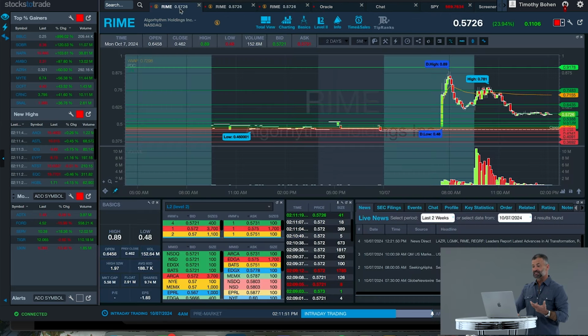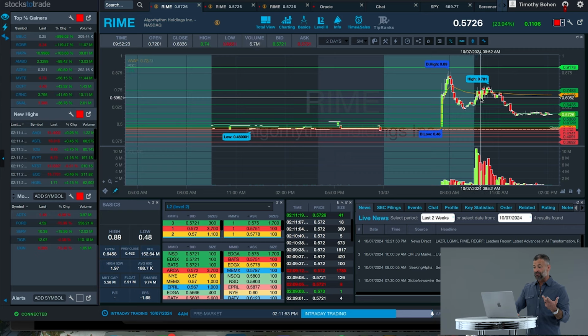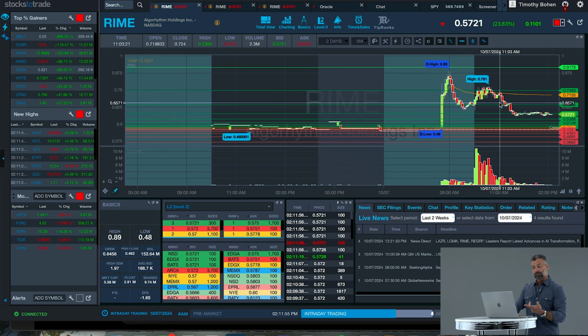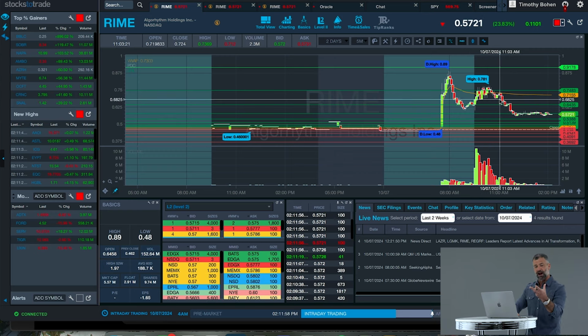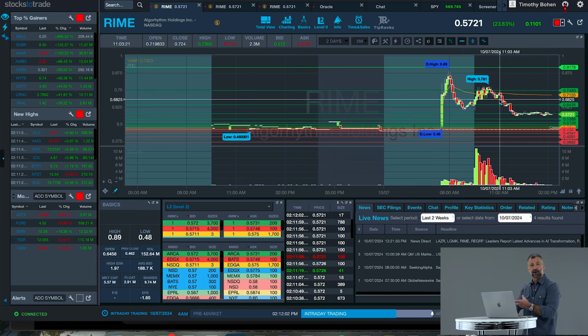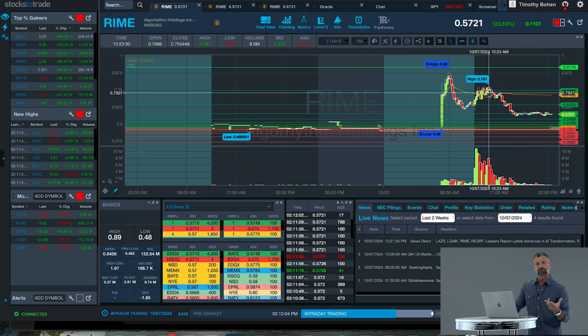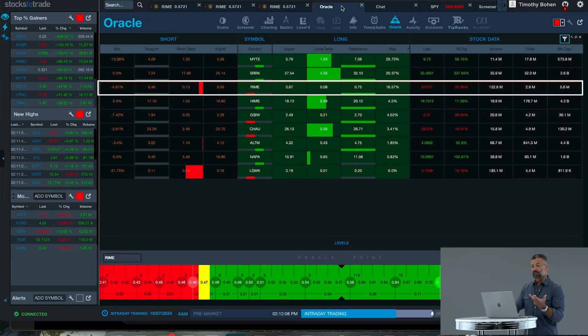RIME, 67-cent signal. It hit right after the market opened, spiked up and pulled back, but you could have taken profits into that big spike, or worst case scenario, the great thing about the Oracle signals is you could have just stopped out at break even. Nothing wrong with breaking even on a trade, but this one did spike 17% past that.